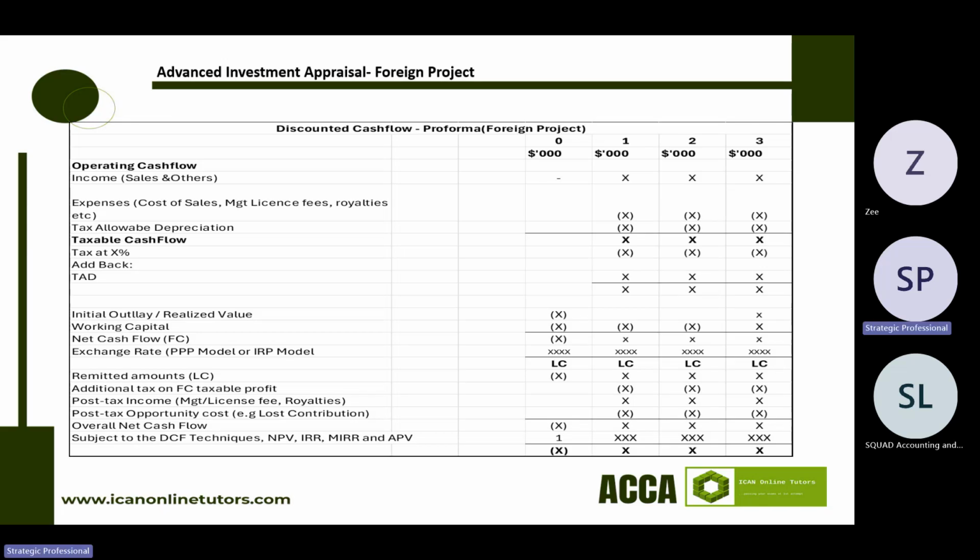So we have additional tax on the foreign cash flow taxable profit. Then we now have post-tax income, which is what? Management license fee, royalties. What does this mean? See, if you go up, before we get to the local currency part, the foreign part, which is up, you notice that there's a management license fee. And you see down, we have a post-tax income management license fee. What does this indicate to you?